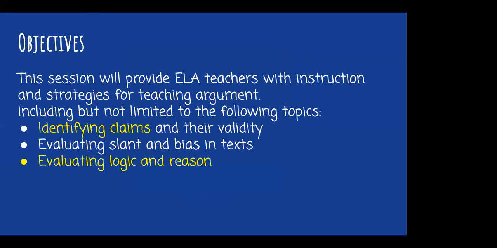This will be a two-part PD, and it will build throughout the next 2 days. Our objectives today: we're going to look at identifying claims and their validity, evaluating slant and bias in text, and lastly, evaluating logic and reasoning. The first half will cover what you see in yellow, identifying claims, and evaluating logic and reasoning.